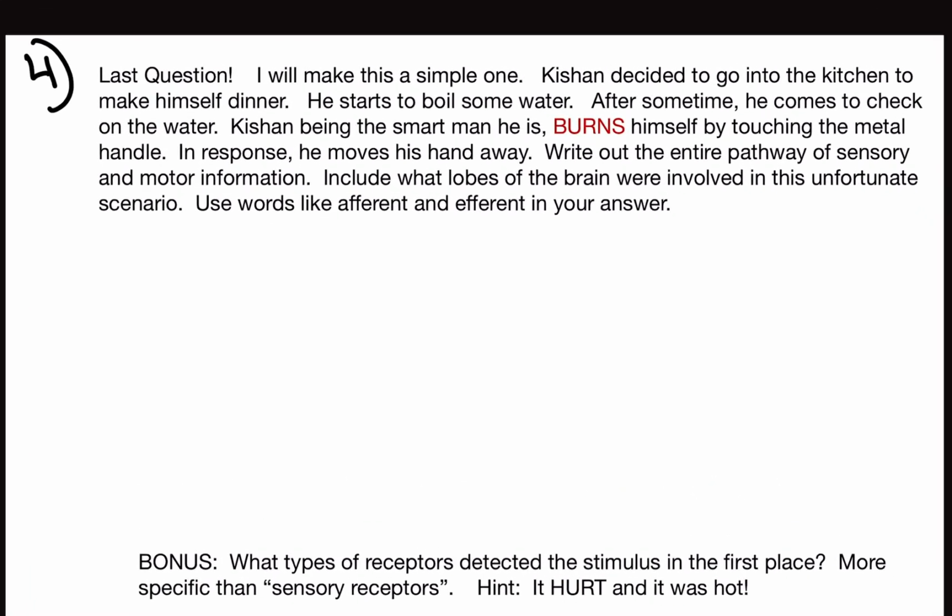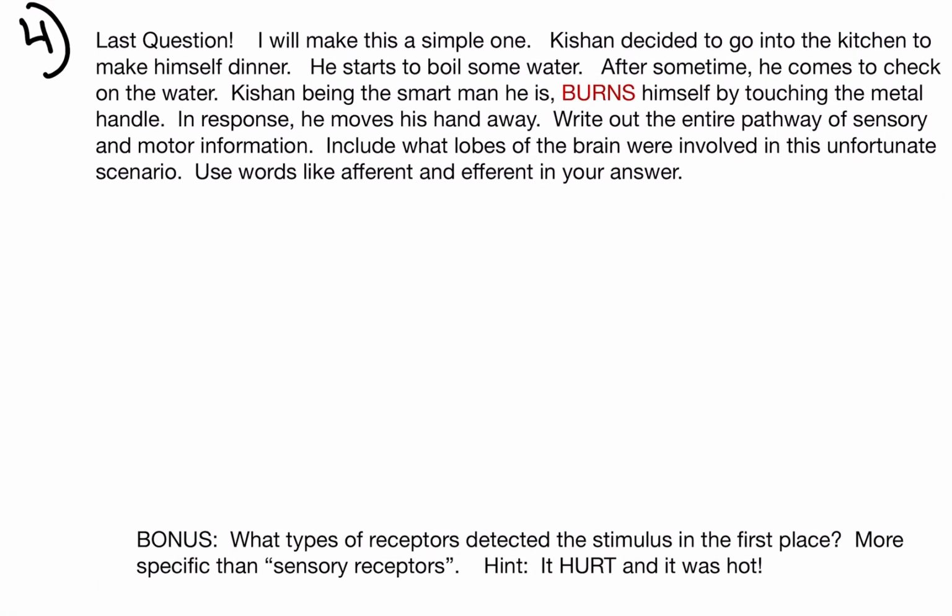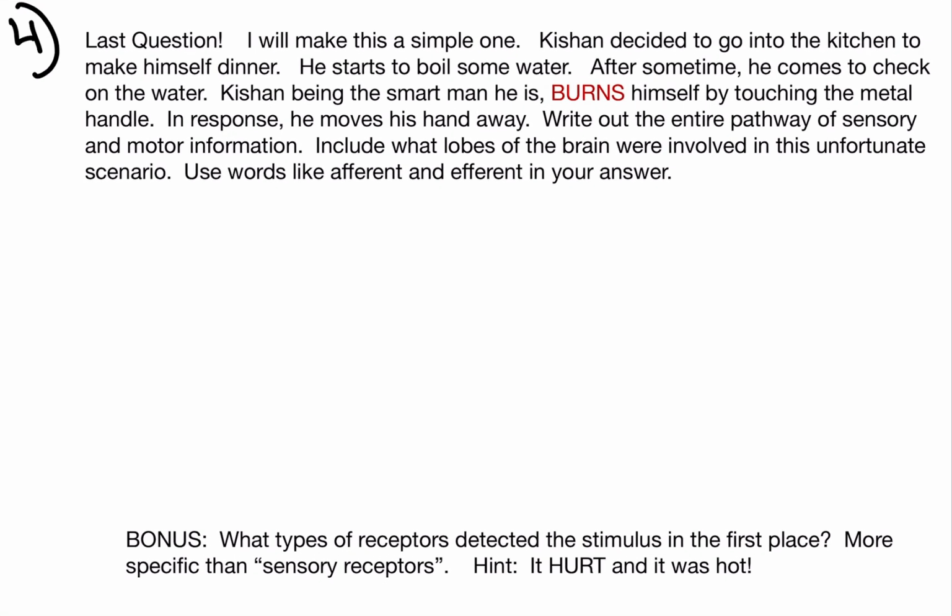Last question. I will make this a simple one. Keishan decided to go into the kitchen to make himself dinner. He started to boil some water. After some time, he comes back to check on the water. Keishan, being the smart man he is, burns himself by touching the metal handle. In response, he moves his hand away. Write out the entire pathway of sensory and motor information. Include what lobes of the brain were involved in this unfortunate scenario. Use words like afferent and efferent.